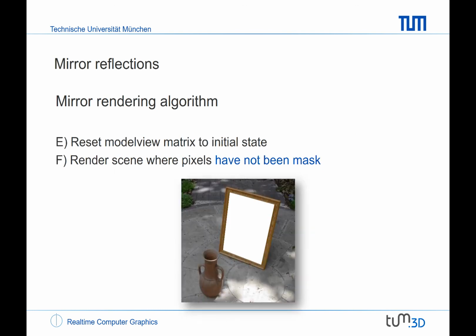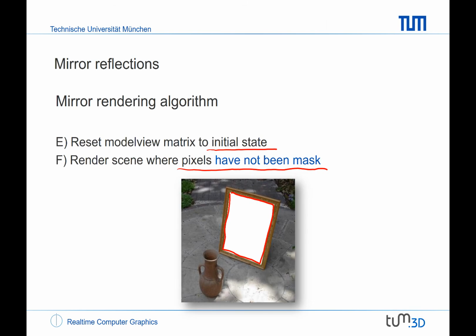Okay, and then what we do is, we reset the model view matrix to its initial state. So now we want to render the initial scene, but we render the initial scene only where the pixels have not been masked. Because if we now render the initial scene, we want to exclude those parts which are covered by the mirror plane, because in these pixels we have now rendered the flipped scene to show the reflections, meaning now in the final rendering pass we have to restrict drawing to only the exterior parts which have not been masked by the pattern at the beginning.